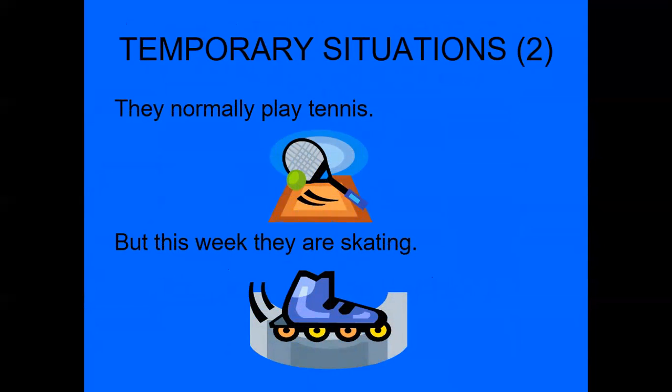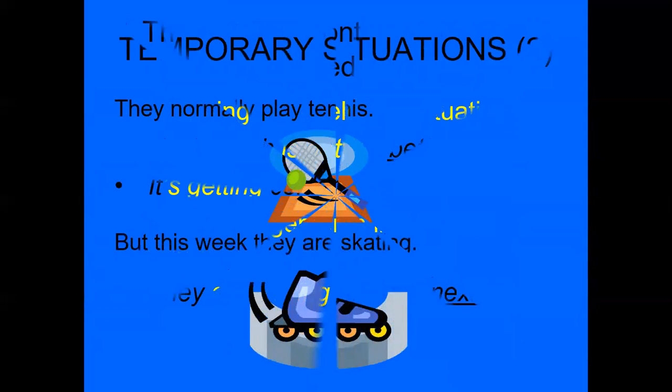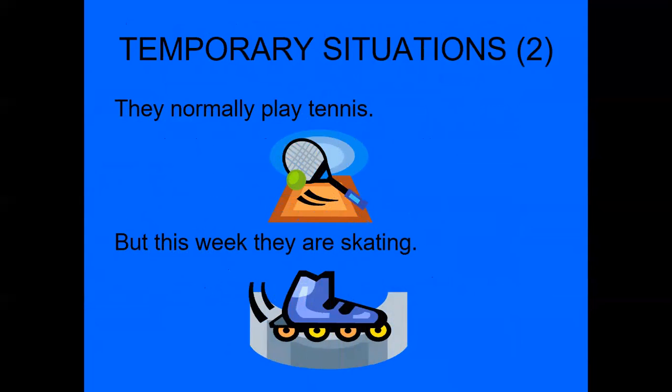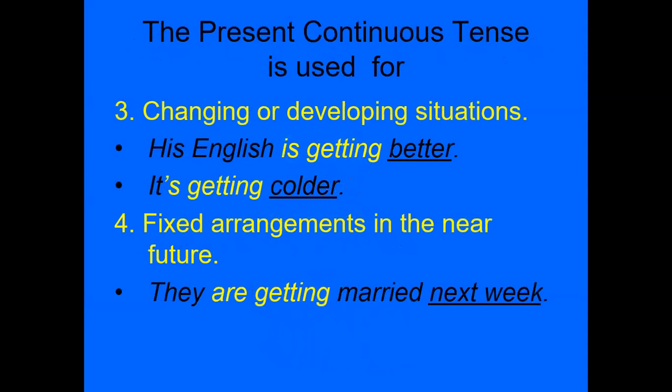They normally play tennis, but this week they are skating. They normally play tennis is in the present, but this week they are skating is the action that is temporary, because this is not the activity they do. They don't skate. They normally play tennis, okay? The other use, and the last ones for this present continuous, is when you talk about a situation that develops or is improving or changing.